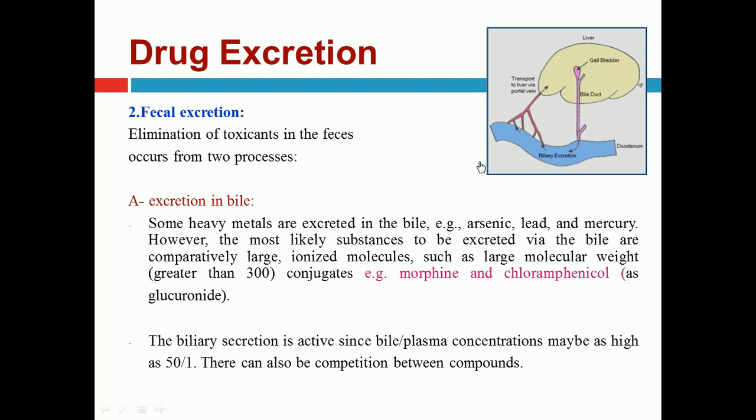Then there is fecal excretion. Fecal excretion occurs by either of two processes, you can see. Excretion in bile, for example, morphine and chloramphenicol are excreted, or some heavy metals like arsenic, lead and mercury. They bind with the bile, and the biliary secretion is active since bile to plasma concentration may be as high as 50:1.